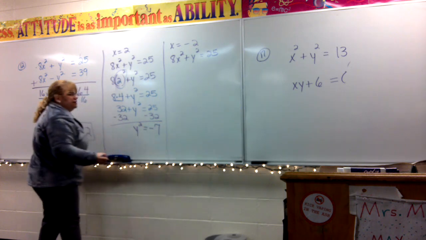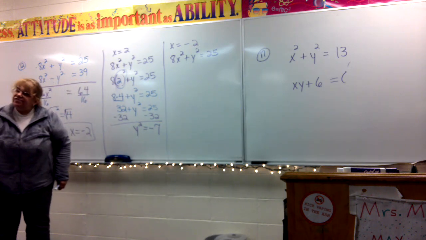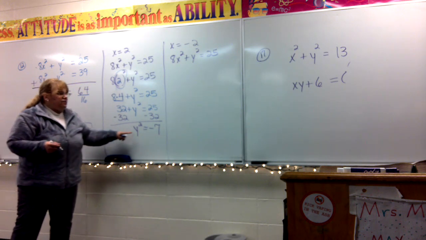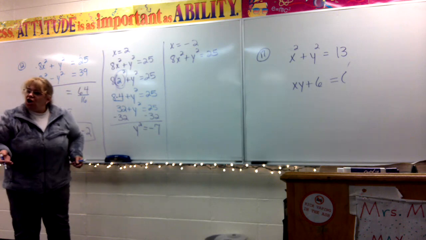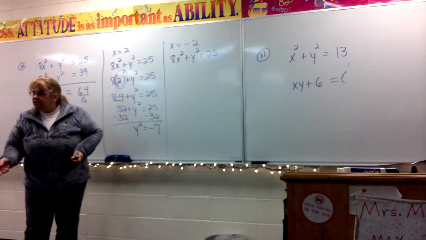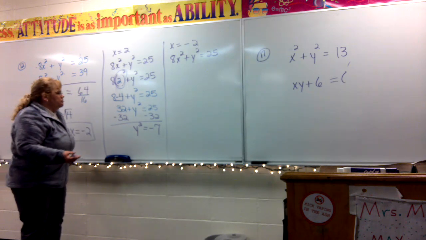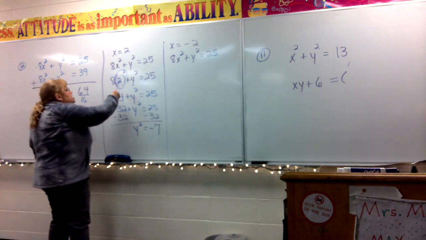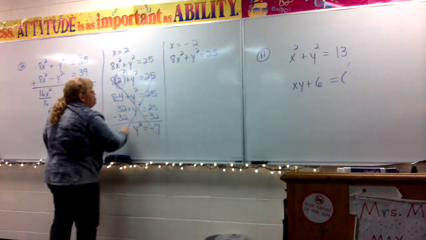Negative 7. It's no good. Why is it no good? Because you can't square it. Yeah, you can't have the square root of a negative. Well, you could, except the directions say find the real solutions, right? This isn't going to be a real solution. It's going to be an imaginary solution. So this one, you throw it out.